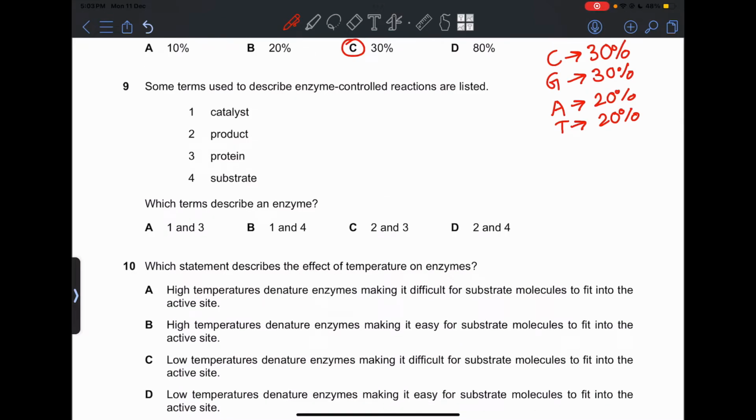Number 9, some terms used to describe enzyme-controlled reactions are listed. 1 says catalyst, 2 says product, 3 protein, 4 substrate. Which terms describe an enzyme? So we know that an enzyme is a catalyst, and it's also a protein. And so our answer is going to be 1 and 3, which is A.